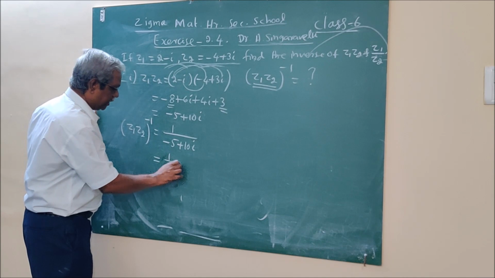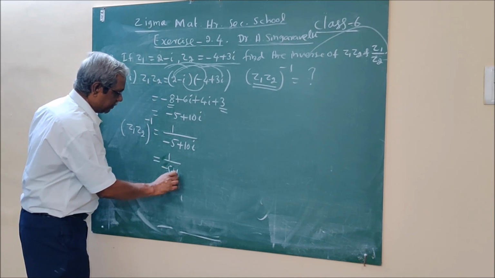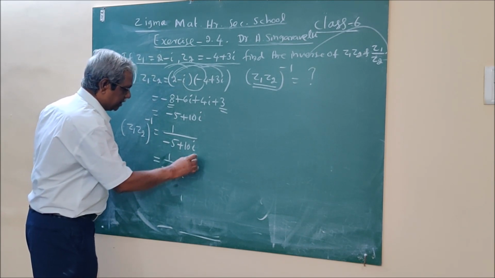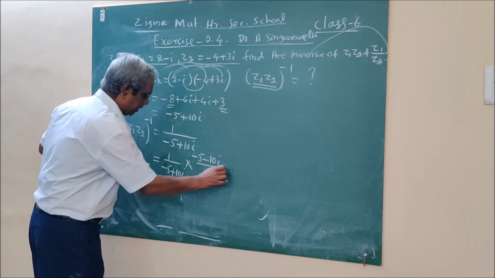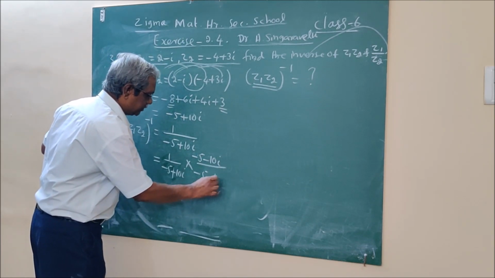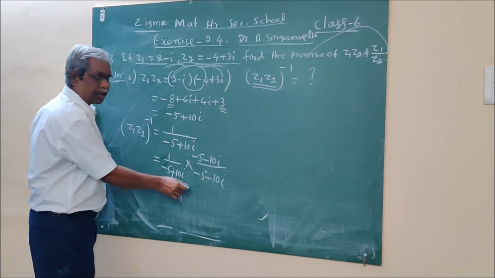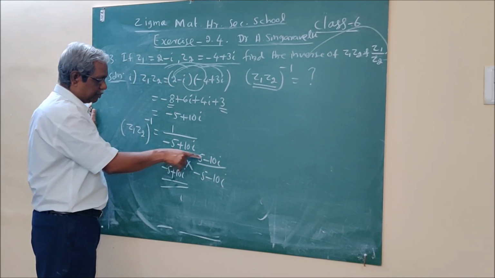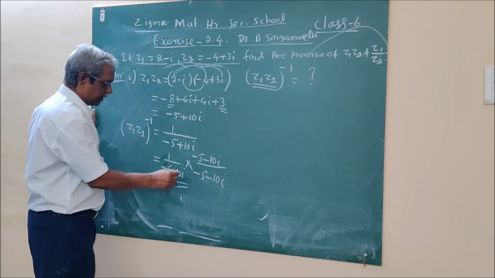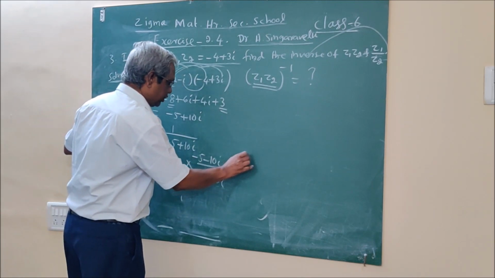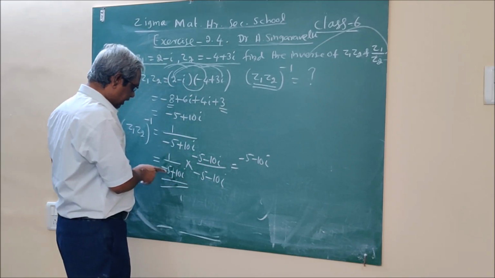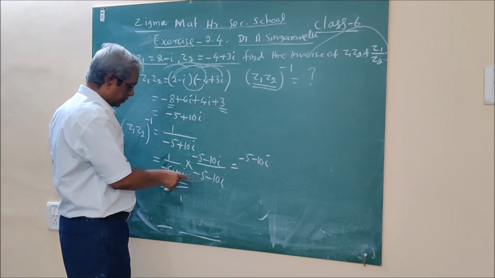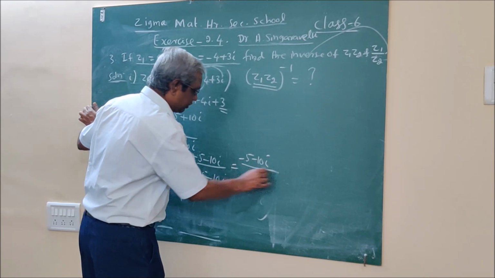So 1 by minus 5 plus 10i. Multiply by its conjugate, minus 5 minus 10i divided by minus 5 minus 10i. Find the conjugate of the denominator and multiply both numerator and denominator by its conjugate. So this is equal to minus 5 minus 10i over, in the a plus b, a minus b form, a is minus 5 whole square.